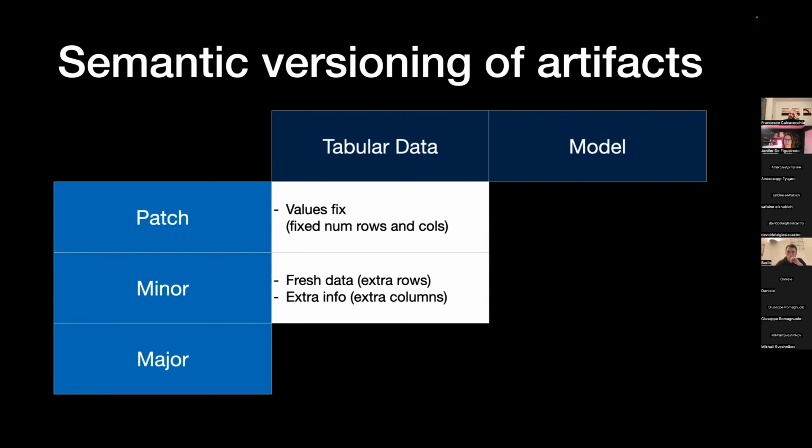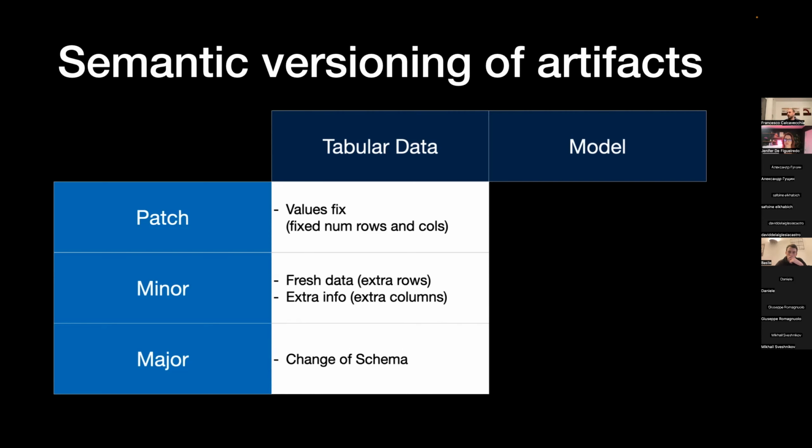What is a minor? Minor in software normally means, okay, new functionality, but we are not breaking retrocompatibility. So it means you can keep using the library as you did before. You don't need to change the code. It just has something extra. So what could it mean for tabular data? Well, it could mean that you have maybe fresh data, so extra rows, and perhaps extra columns as well. But the schema stays the same. And then what is a major? It means a change of schema. So maybe you rename a column, or a column from string became a datetime column, this kind of changes.